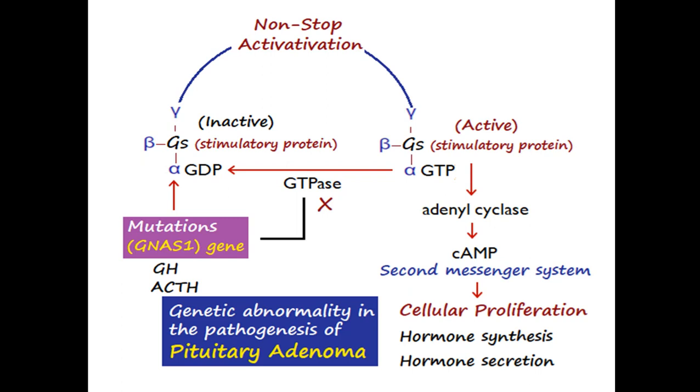Among the known genetic mutations in pituitary adenoma, the most common is the mutation in the GNAS1 gene, which codes for the alpha subunit of the G protein coupled receptor system. We know that peptide hormones do not enter the cell, but in fact bind to a G protein coupled receptor in the membrane of the cell.